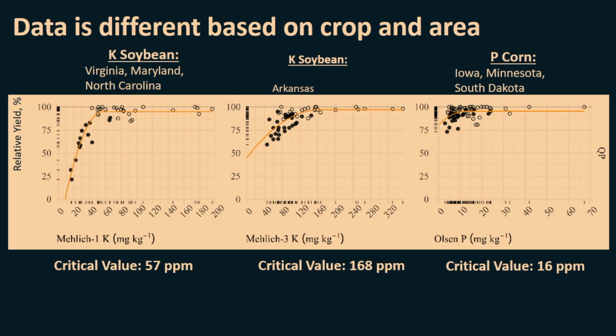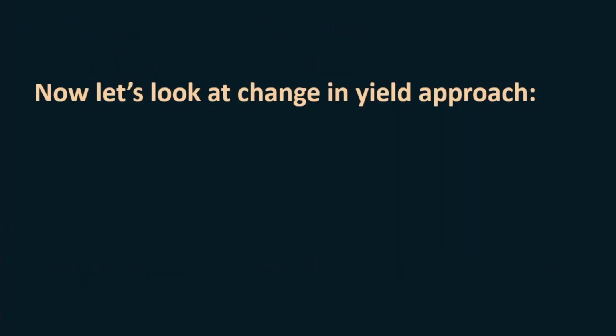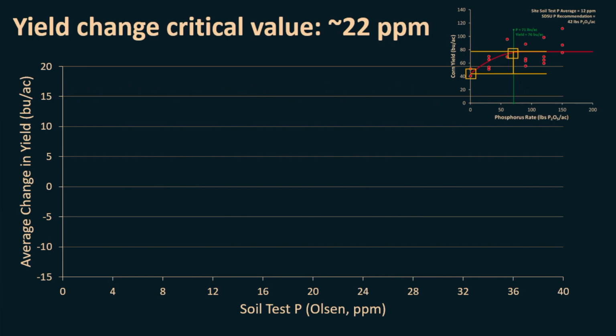And then you can see the P on corn from 4 states put together. And I don't know how that was done, but it was done. And it's pointing at that 15 area, 15, 16. Personally, on my farm, I manage for 12. If I can average 12, I'm happy. Why do you do that, Anthony? Well, I'm kind of conservative. See, it's all local, right? It's all local. Okay, so now let's look at the change in the yield approach.